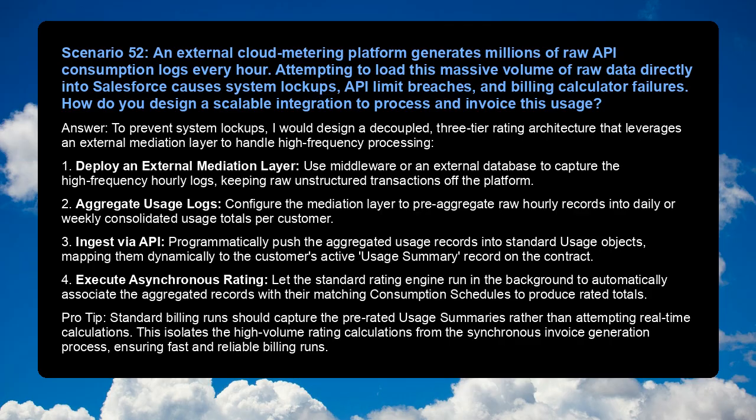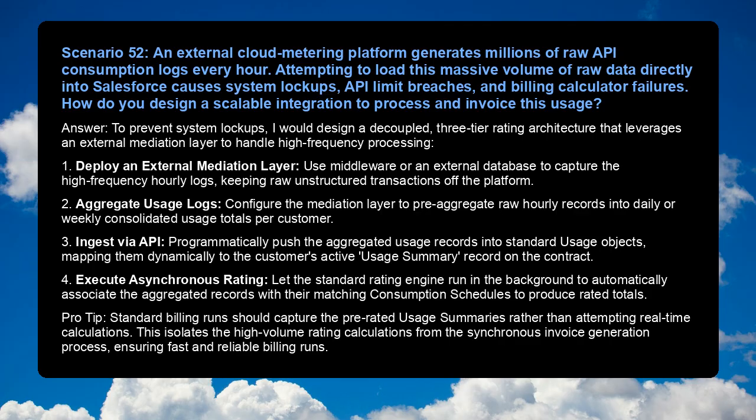Answer: to prevent system lockups, I would design a decoupled 3-tier rating architecture that leverages an external mediation layer to handle high-frequency processing. 1. Deploy an external mediation layer. Use middleware or an external database to capture the high-frequency hourly logs, keeping raw, unstructured transactions off the platform. 2. Aggregate usage logs. Configure the mediation layer to pre-aggregate raw hourly records into daily or weekly consolidated usage totals per customer.